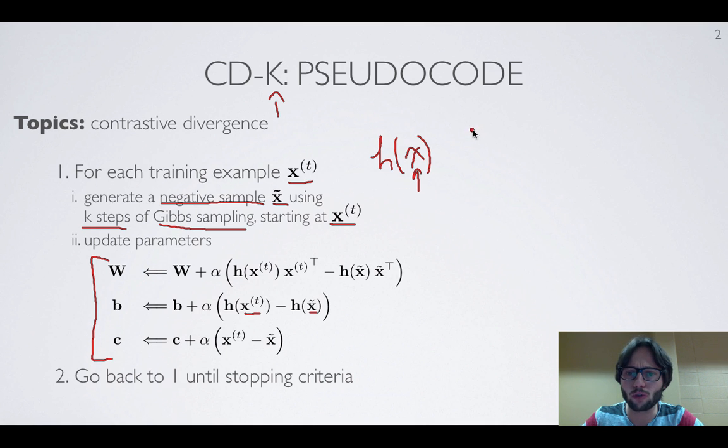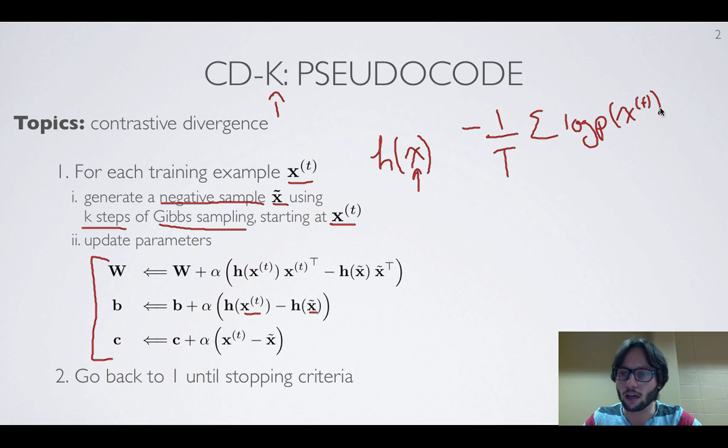However, when it comes to evaluating on, say, a validation set or a test set, what's the value of the average negative log probability or log likelihood? It turns out that it's not doing that well. It tends to perform not so great.